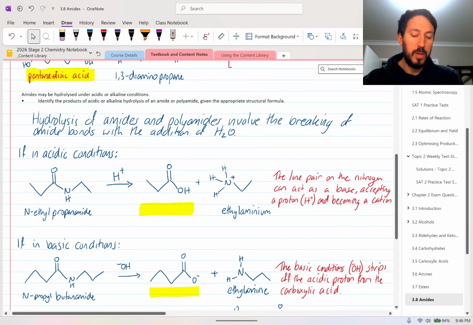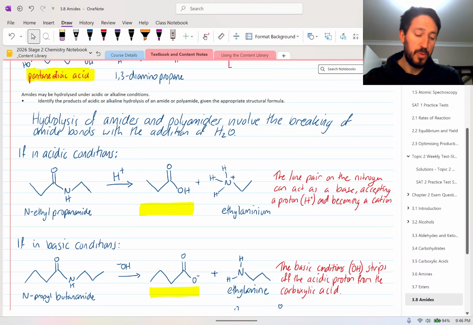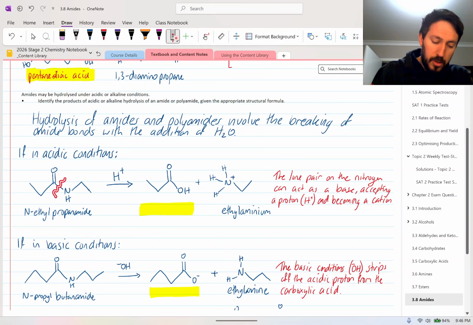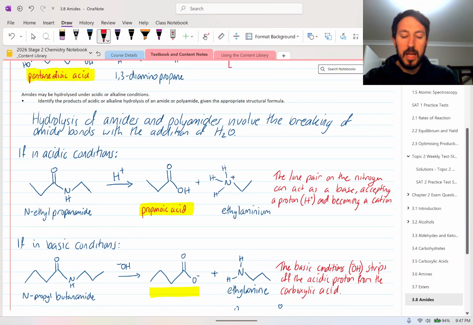So when we hydrolyze them, which means we add the water back in to undo the condensation reaction, we are breaking this bond along here. But if we do this in acidic conditions, we are going to liberate a carboxylic acid, so propanoic acid, along with ethylamine.